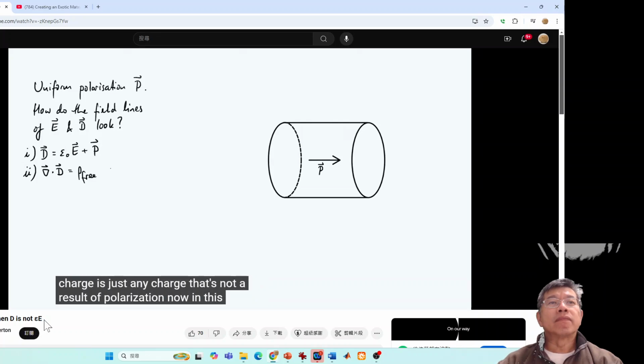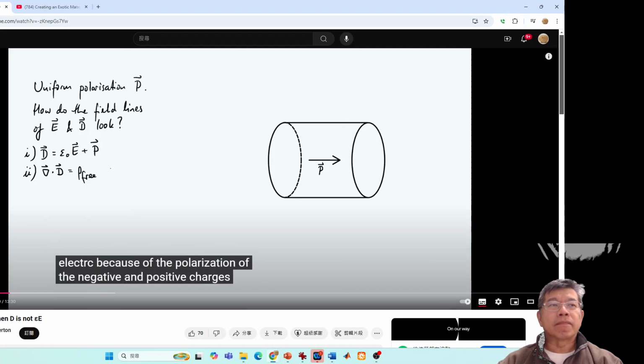Now, in this particular system, you will have charges accumulating in certain places on the electret because of the polarization of the negative and positive charges, but there are no free charges. Everything is a result of polarization. So in this particular case, the divergence of D is going to be 0.